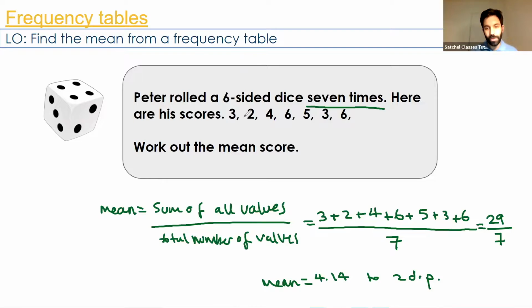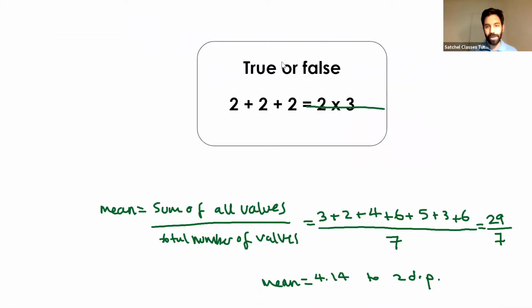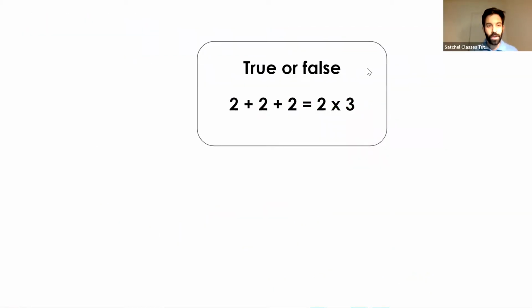However, this question is quite straightforward because we only have a few values. What if we had lots of values? This is where frequency tables come in handy. Now, if I move on and delete everything I have here, what I want us to understand is this: you can pause the video and ask yourself, is this statement true or false?